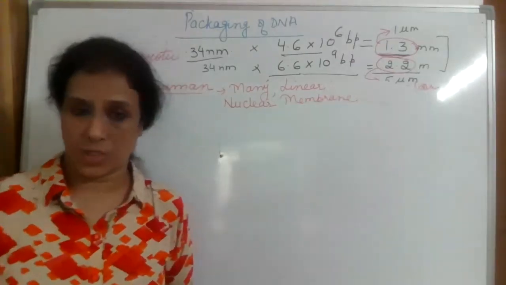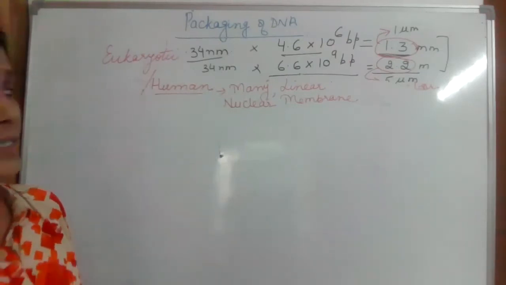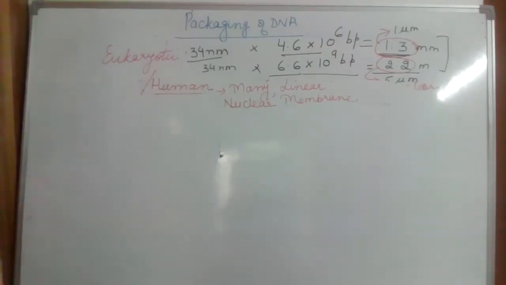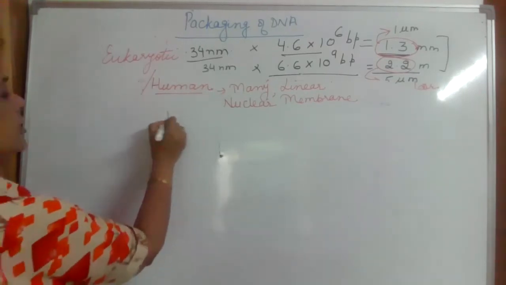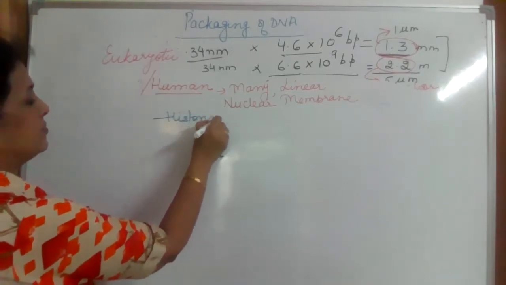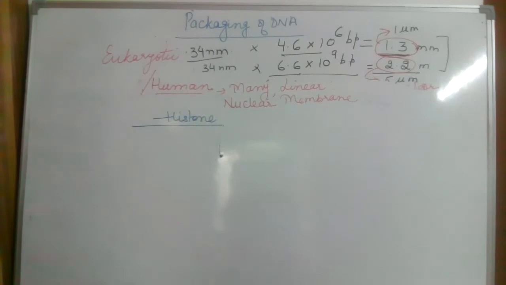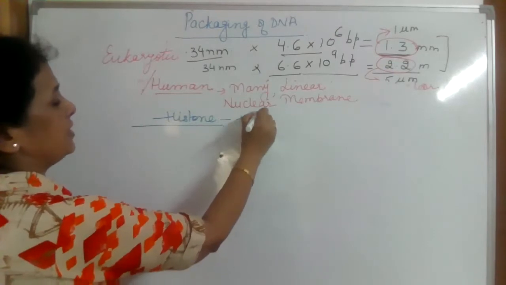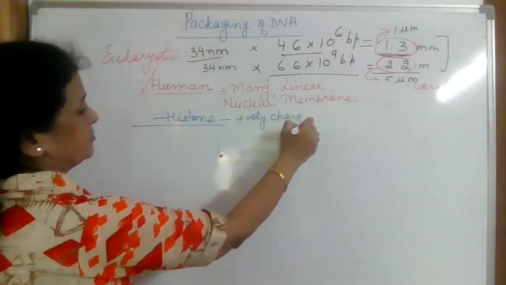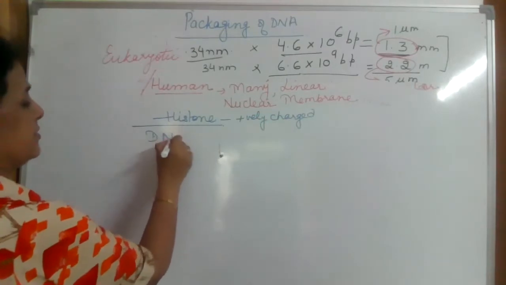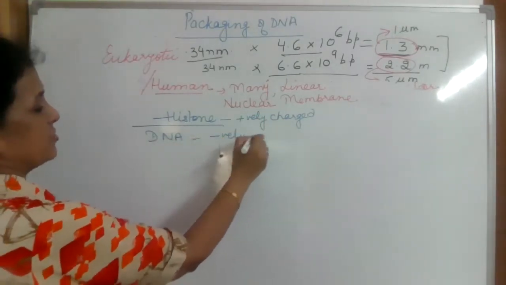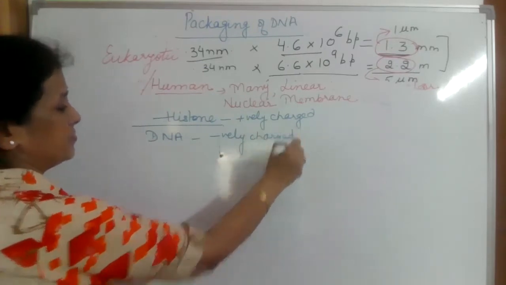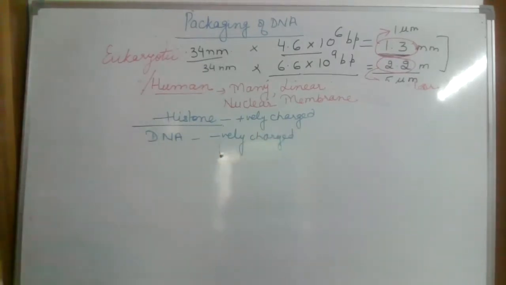As in case of prokaryote, we have seen that there are NAP, that is nucleoid associated proteins. Similarly, in case of eukaryotes also, there are proteins, and these proteins are histone proteins. These histone proteins help in packaging of DNA. These are positively charged. Our DNA is negatively charged. Now again the question, why is histone positively charged? Why is DNA negatively charged?